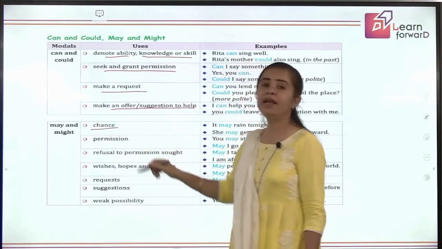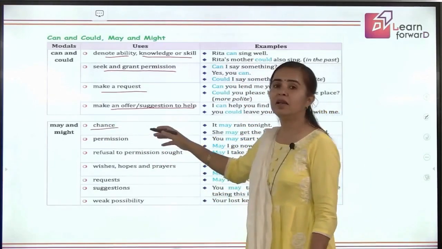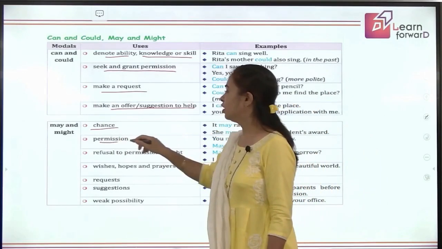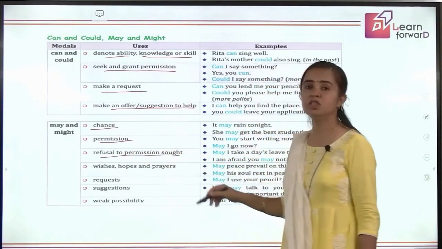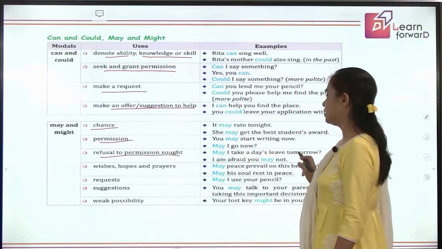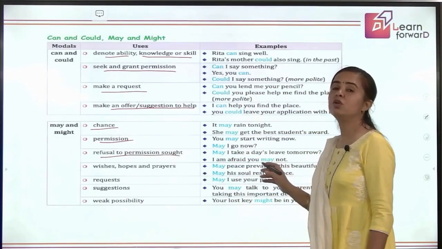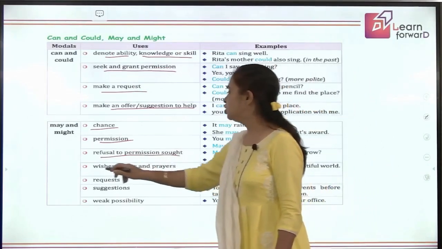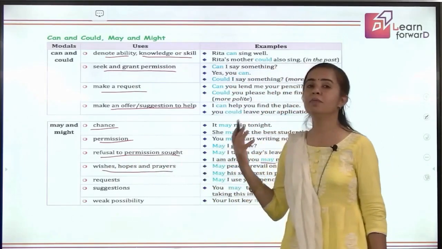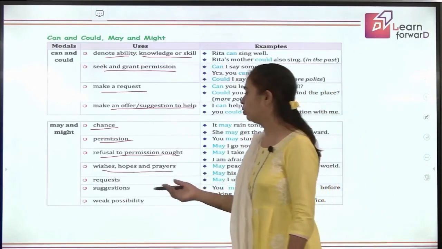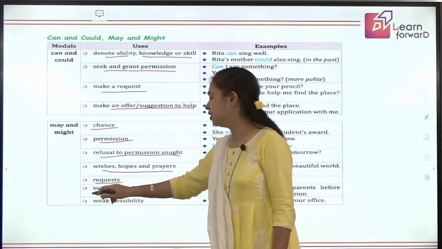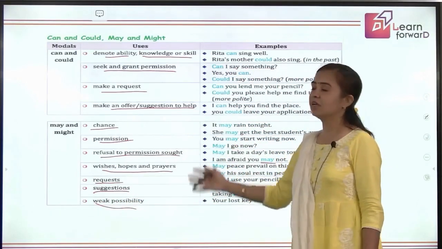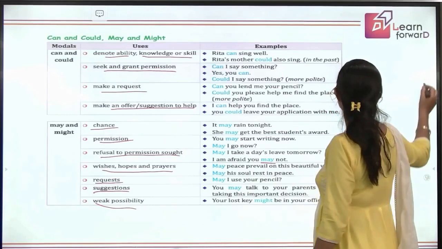Now may and might, they show chances. May is used for more chances, might is used for less. Then for giving permission, for refusal to permission sought also, may I take a day's leave tomorrow? I am afraid you may not. So you are refusing the permission here. Wishes, hopes and prayers, you say may you live long, may you be blessed with all good things. Then requests, then suggestions, then weak possibility. So these are the different uses of may and might.